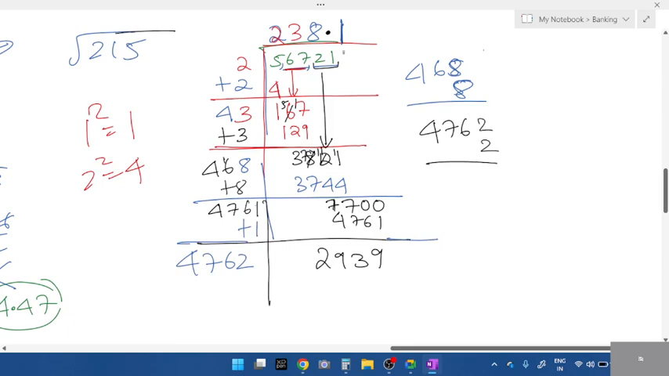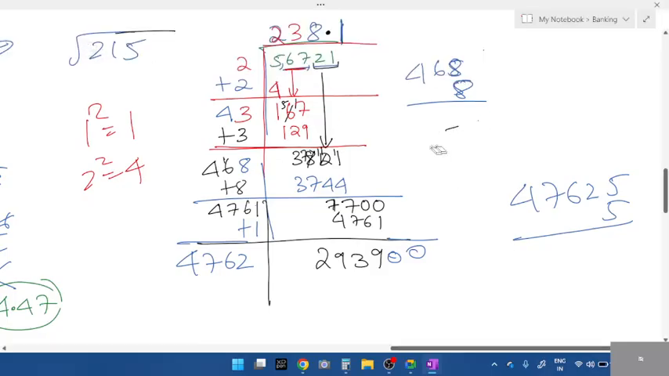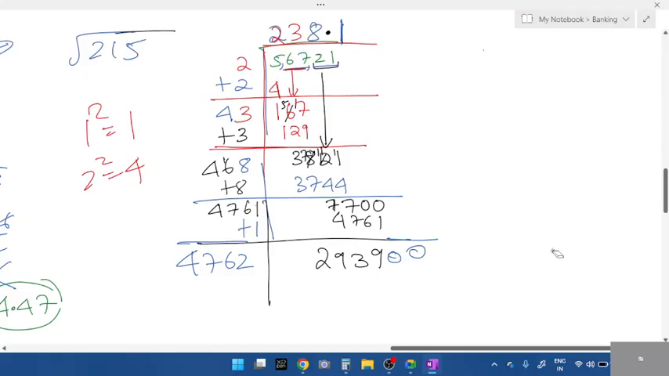Then, we already have a decimal, students. Put 0. Then it continues. 4762. What number you have to add? 5, anything. It goes on. So we'll end the calculation here. We'll check the answer. Any doubts so far? All of you understood how to solve?